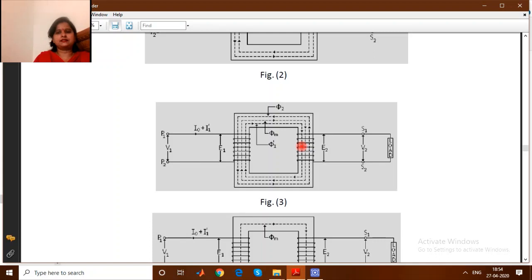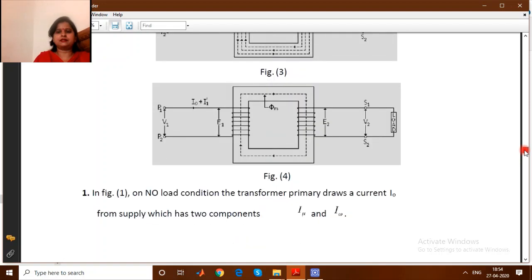equal and opposite in direction to N2 I2, so that the effect of this N2 I2 can be neutralized. So this is the working of the transformer in the loaded condition, that an additional current I1 dash will start flowing through the primary winding. So initially it was I0, and now the resulting primary current will be I0 plus I1 dash.